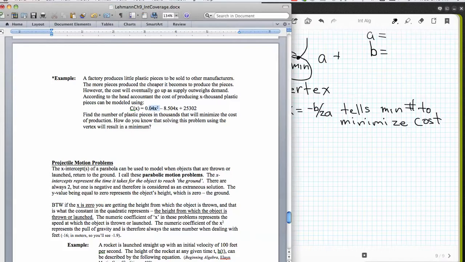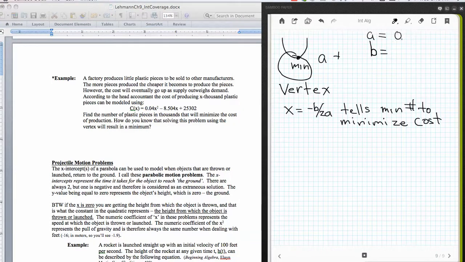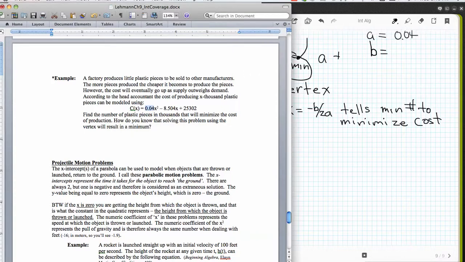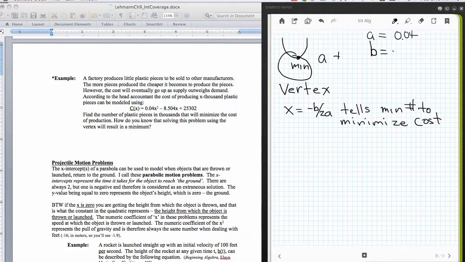So here's our A right here. That's our A, so this is 0.04. And then this one is our B. And don't forget that B includes this sign and not that X. And this is a negative 8.504.